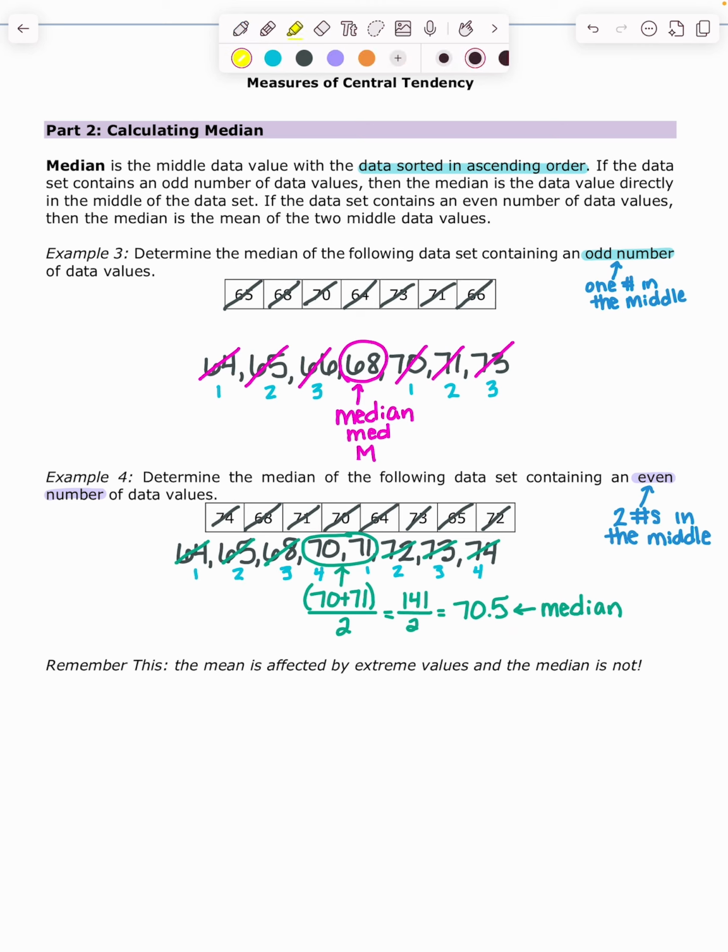And then the very last thing that I have here is a reminder. The mean will be affected by extreme values, but the median will not. And the reason for that is, as soon as I start crossing these numbers out on one side or the other, an extreme value is the first thing to get crossed out. So the median will not be affected by any extreme values. And that's the median.